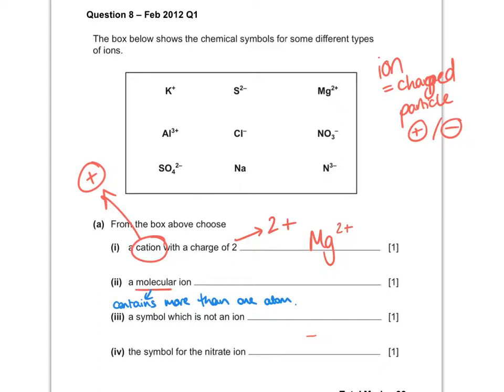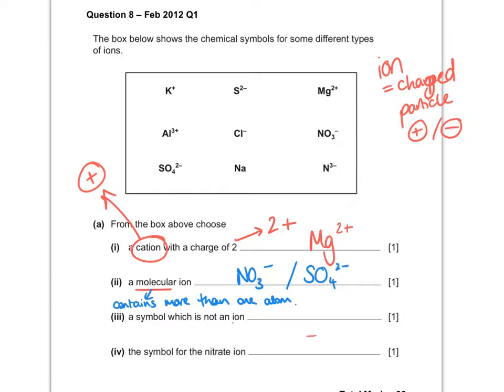So what I'm looking for here is a formula, a symbol, of something that has more than one atom and that is charged. So there's 2 of them here in your table. You've got sulfate, because you've got 1 sulfur, 4 oxygens and a charge, and you've got nitrate, 1 nitrogen and 3 oxygens, and it is charged. So those are our 2 molecular ions. So either answer was fine: NO3 minus or SO4 2 minus.